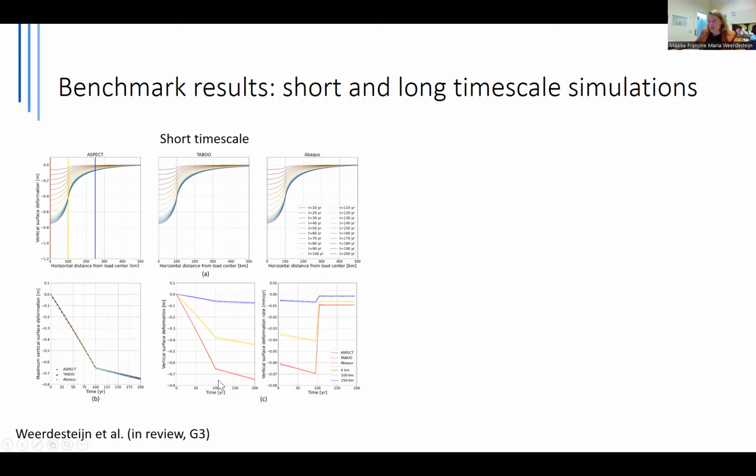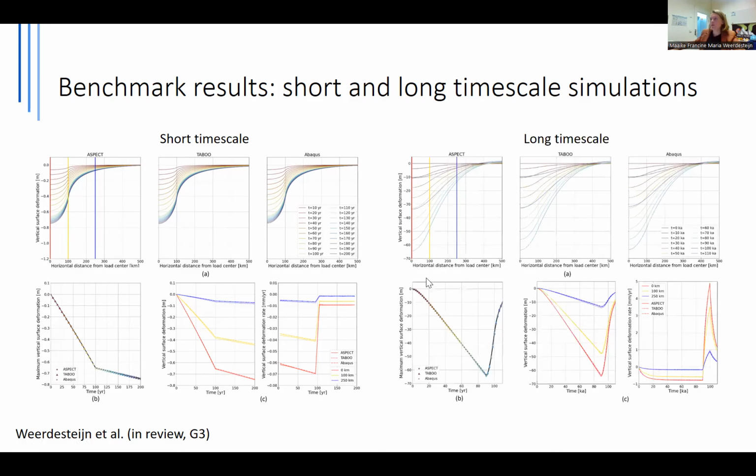And then we look at the vertical surface deformation at different distances. Red is underneath the load center, yellow is 100 kilometers away from the load center, which coincides with the loading boundary, and blue is 250 kilometers away, which is even further away from where the ice loading is changing. And then the deformation and deformation rate. There are some small differences, but they look very similar. And then we do the same for the long timescale simulation.